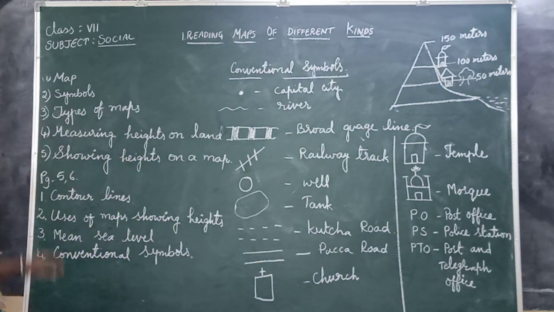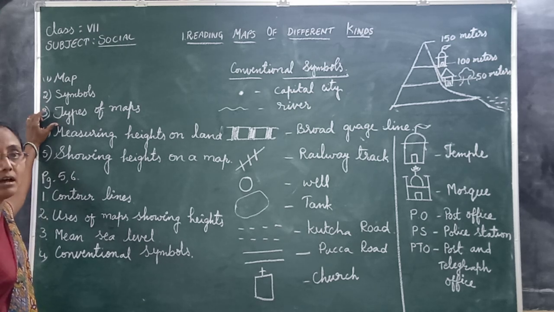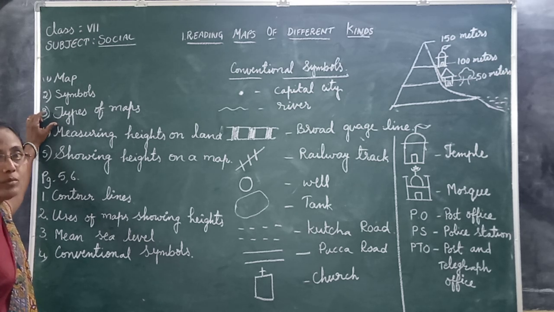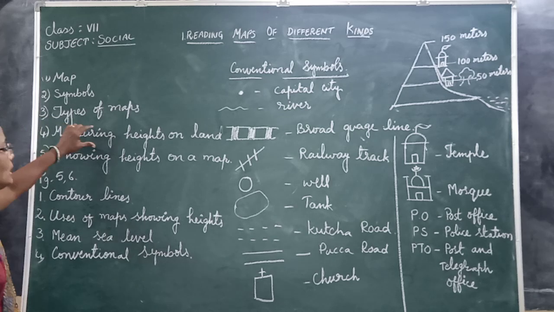Okay, next, how many types of maps are there? What are they? There are 6 types of maps. Population map, physical map, political map, weather map, thematic map and railway route map. Next, measuring. You know the measuring.